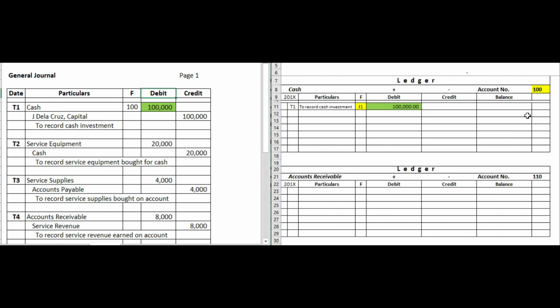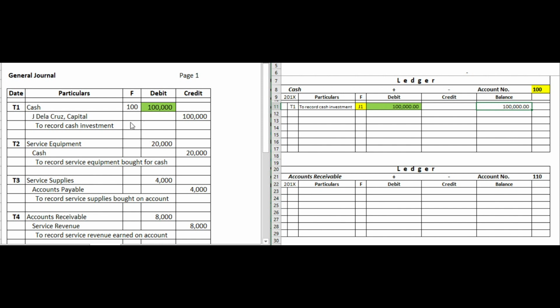Okay. Balance would be, ano yung balance dito? The balance would be 100,000. Okay? So, debit, because it is positive, so this balance is positive. Usually, hindi naman talaga nagne-negative yan. That is against the accounting principle or the standards.